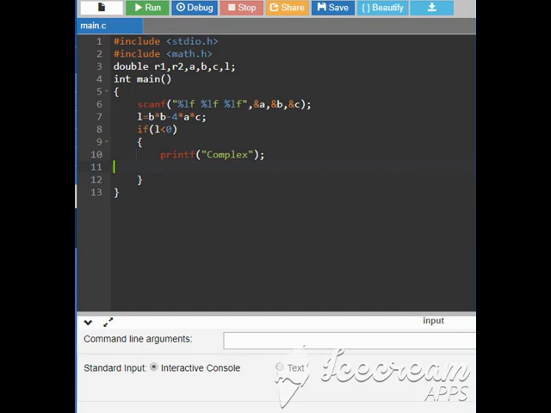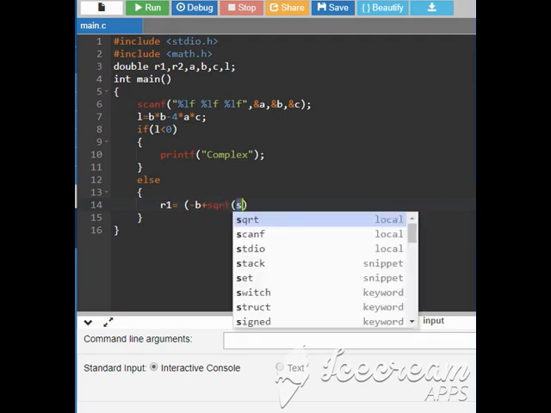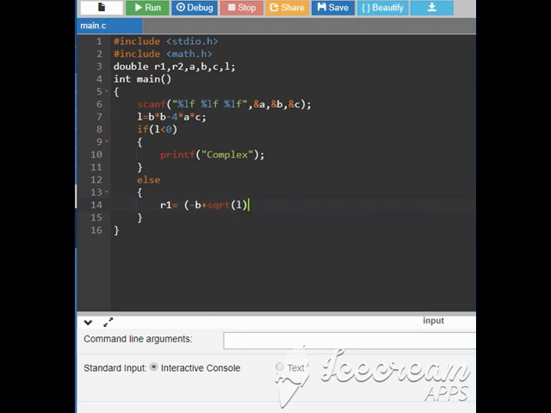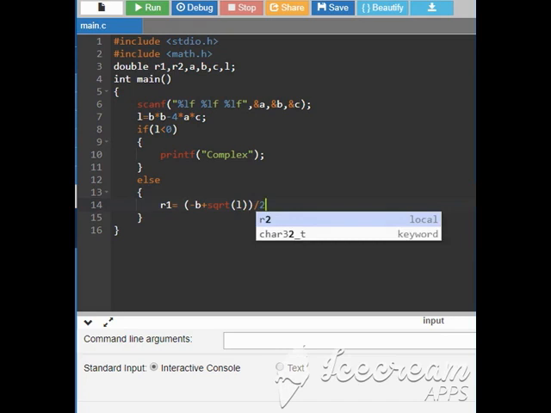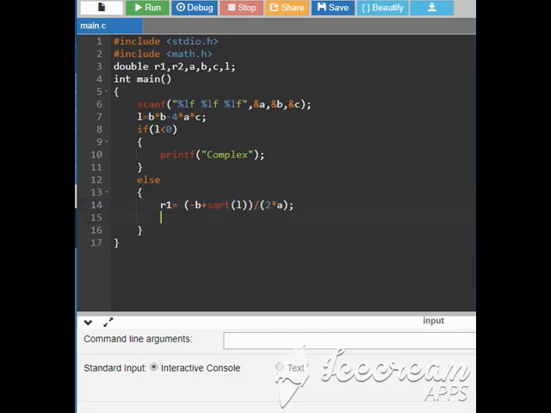Now the next condition is for real numbers. So we say else, for real numbers, we enter our roots. So we know we usually have this equation minus b plus or minus, two ways. So we say plus first, sqrt, which is for square root, of L, divided by 2 times A. Let's place this in.